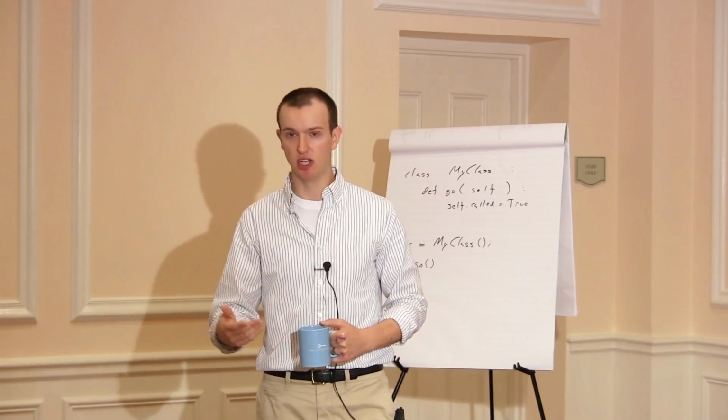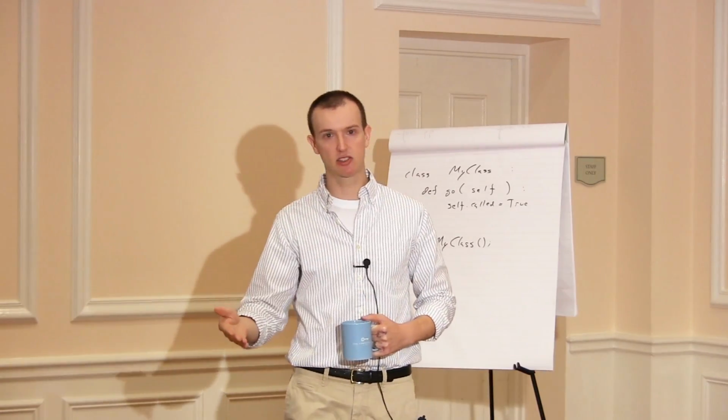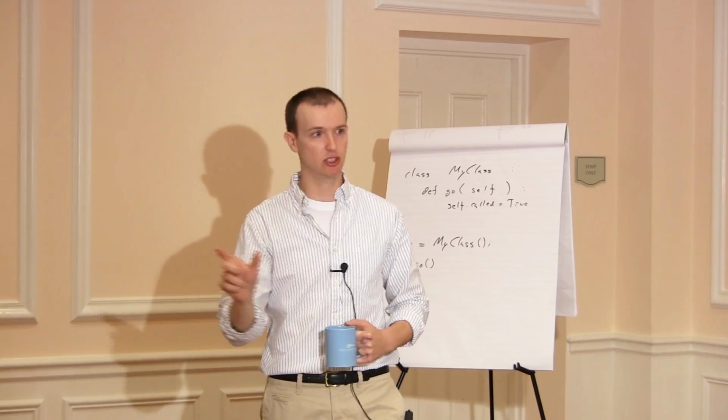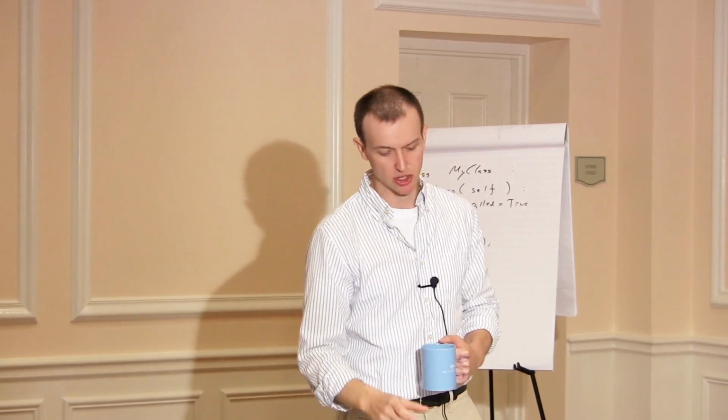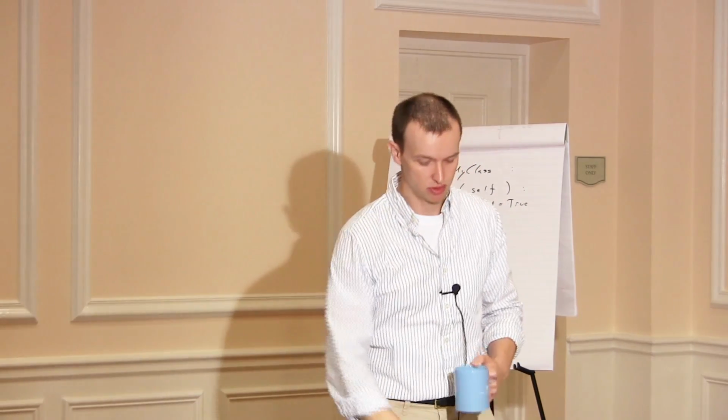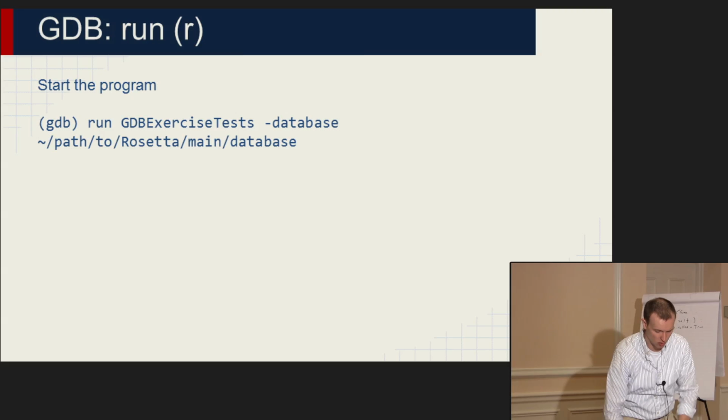So when you open up GDB, you'll open it up with the protocols.test executable, and then you'll run it as if you want just a single unit test suite to run. On this, you would give all of the arguments to your executable. So if you wanted to, you could have something like dash database equals path to Rosetta main database.